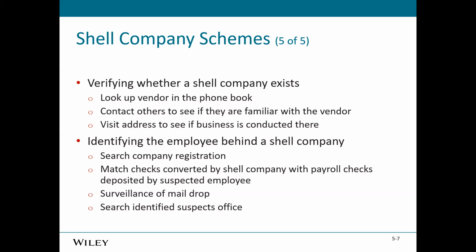We can have surveillance at the mail drop. Once we've identified that PO box, we send them another check, and we have some surveillance to see who is there. And then we could also just talk with the people at that PO box, at that post office box, to see if they can identify who the person is.